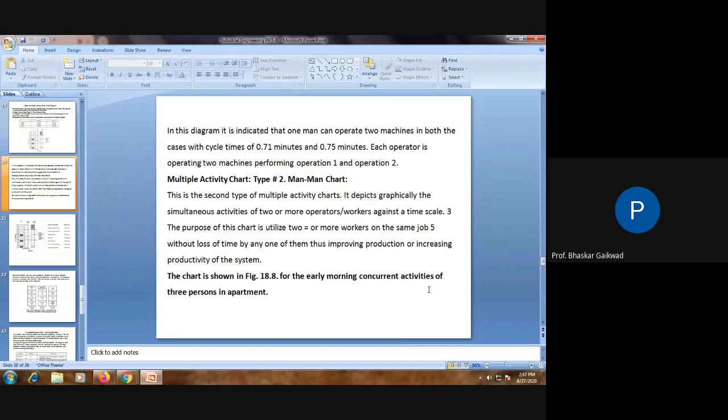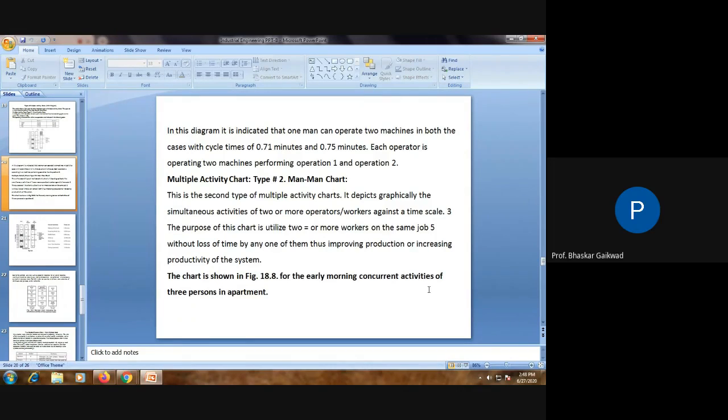Now, these diagrams indicate that one man can operate two machines, in both cases with cycle times of 0.7 minutes and 0.75 minutes. So one operation is 0.71 minutes, the second operation is 0.75 minutes. Each operator is operating two machines, which means one operator performs operation number one on the first machine and operation number two on the second machine.